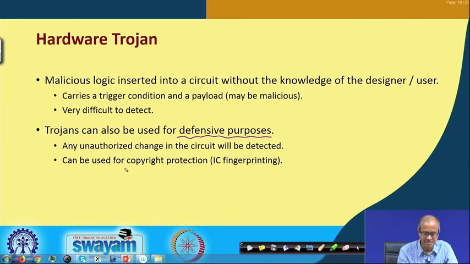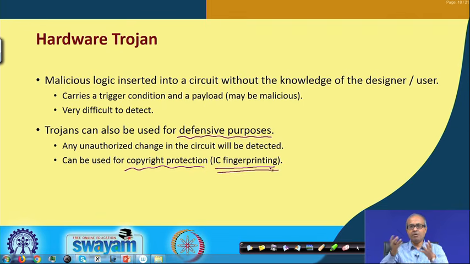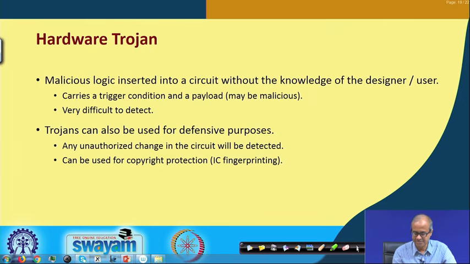And also, as I said, this is used for copyright protection, sometimes it is called IC fingerprinting. Well, I suspect someone has copied my design, but I have no way to prove it. But if I have a Trojan that I have planted in my design, I can always find out whether that design which I am suspecting is a copy of mine also has that copy of Trojan there. If I find it, then I can always say that well, it is a copy of my design. So, I can use some kind of copyright protection of my design using this kind of technique. Okay.